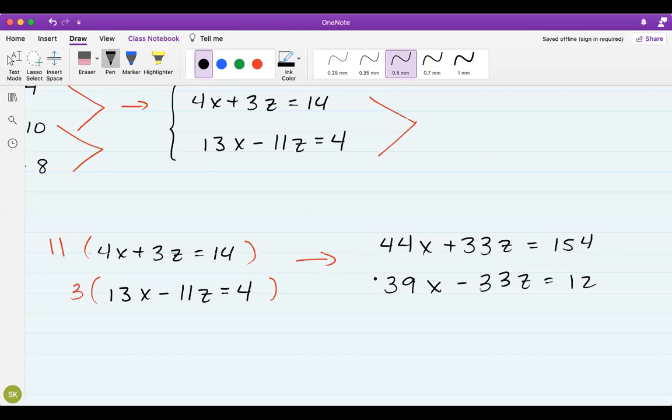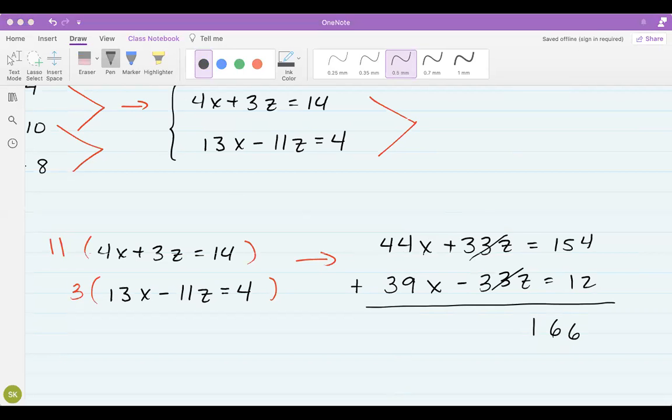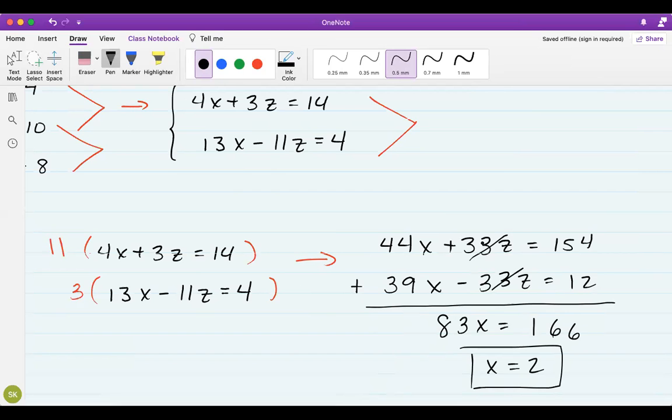All right, so now we can add these two together. Let's see, we get 166. This goes away. And then here we have 44 plus 39, that's 83. So 83x. And if we take 166 and divide it by 83, we get 2. So we get that x is equal to 2. So we found our first variable.